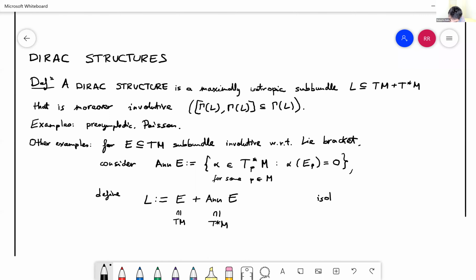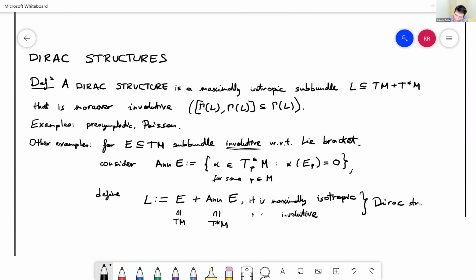Because I have E as a bundle, and the annihilator of E has as rank, as the dimension of the fibers, the total dimension minus the dimension of the subspace, as for the annihilator of a usual vector space, the dimension of E plus the annihilator of E is the dimension of the manifold. So this means that this is maximally isotropic. And because I chose E to be involutive, L is also involutive. So it is a Dirac structure.